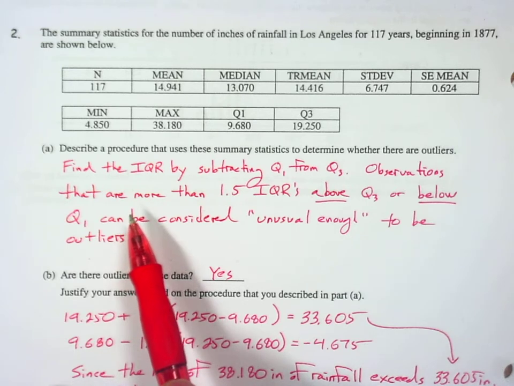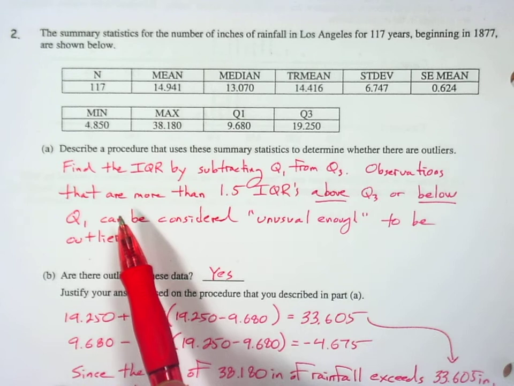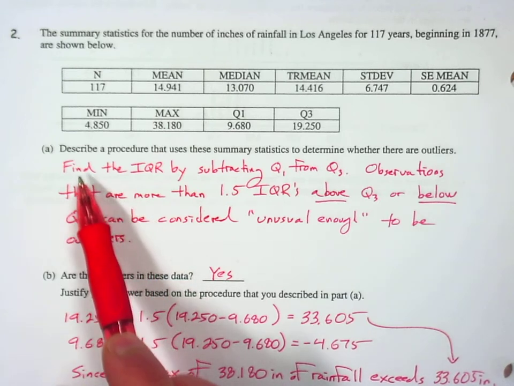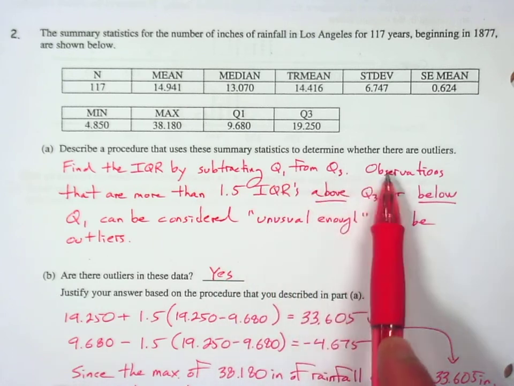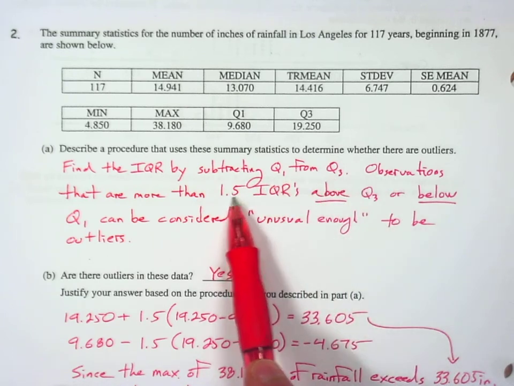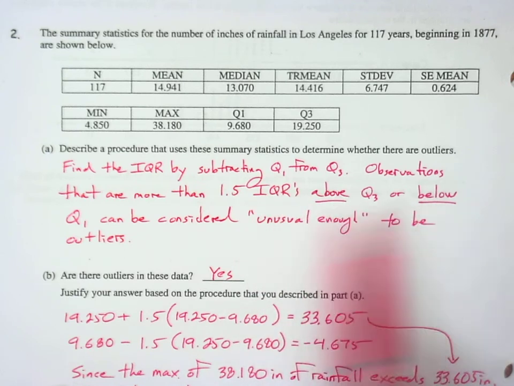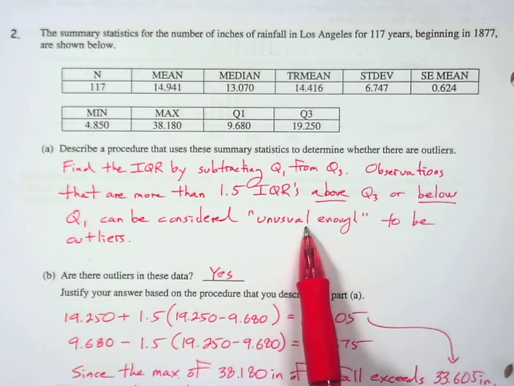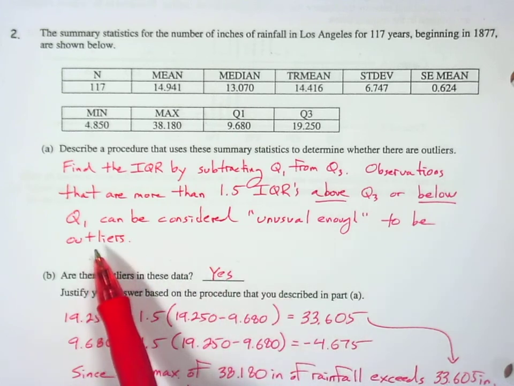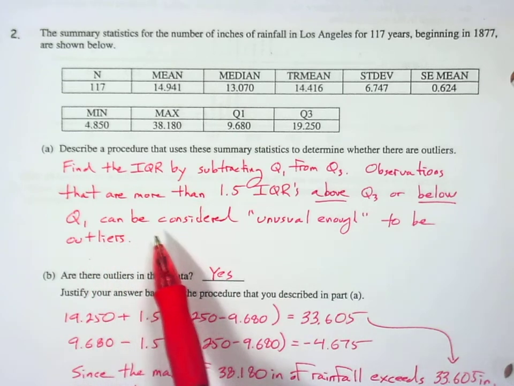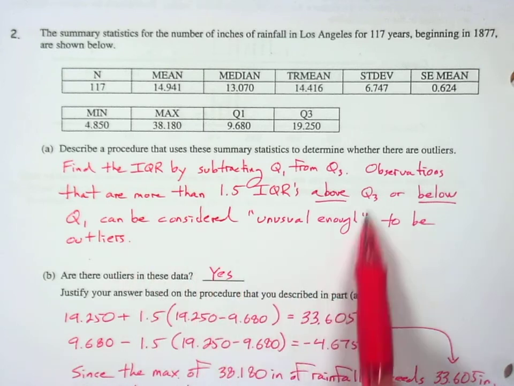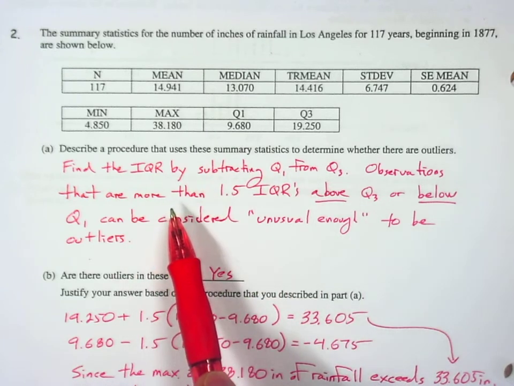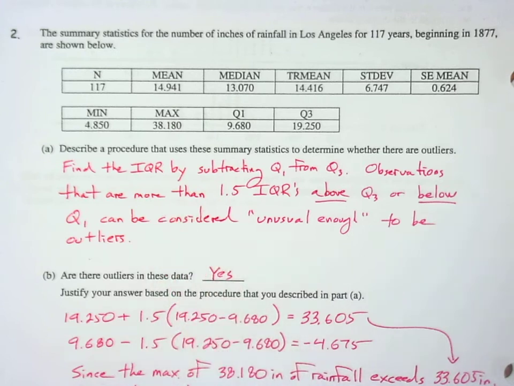Literally in part A, you don't have to do any of the calculations, you just have to describe the calculation. So you would find the IQR by subtracting Q1 from Q3. Observations that are more than 1.5 of those IQRs above Q3 or below Q1 are unusual enough to be outliers. You could describe this by showing the calculation, Q3 plus 1.5 times the IQR. I just described it in words because I'm going to show those calculations with the actual numbers in part B.